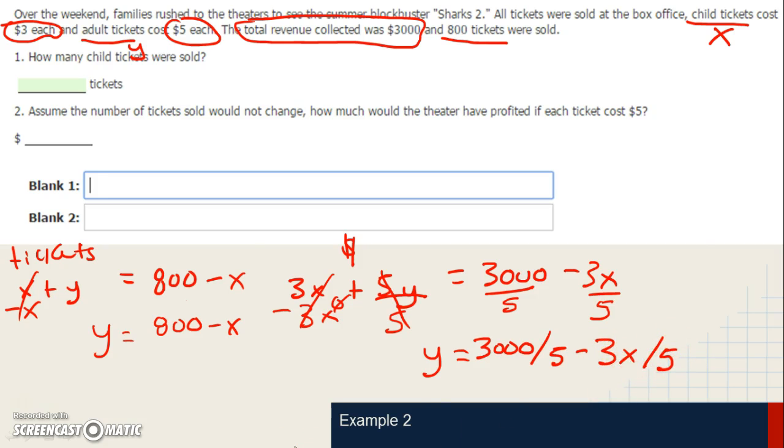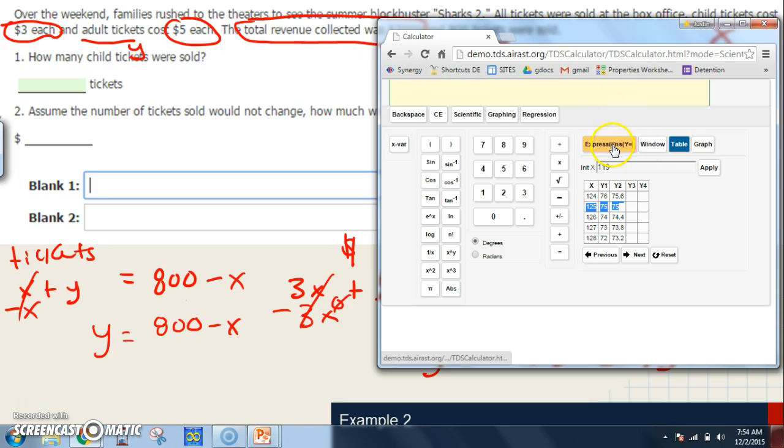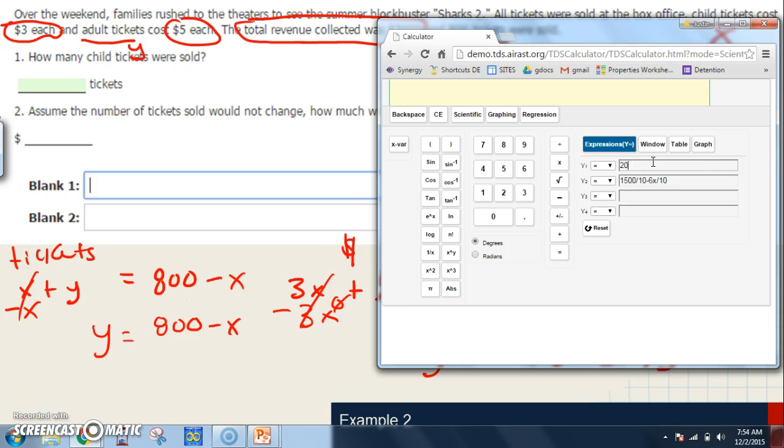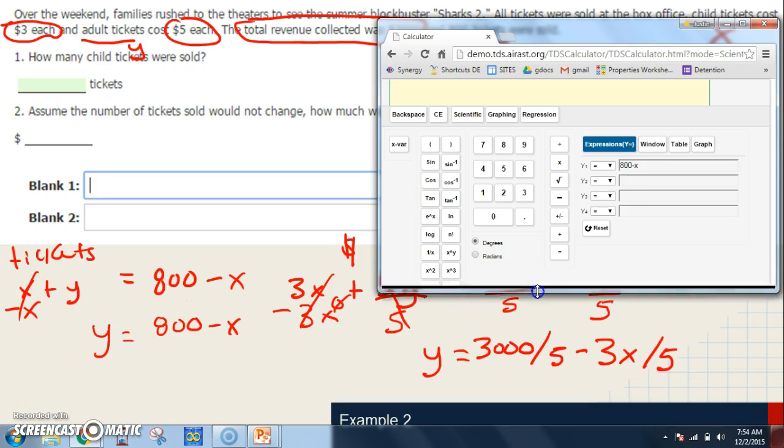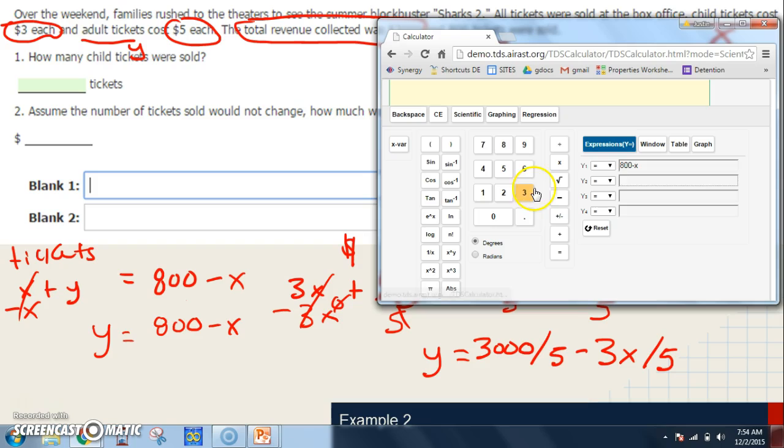We're ready to plug it in. Now, when we go to our expressions here, we have our old expressions. We need to make sure we delete those, or we'll have some confusion in our graphing. So we go ahead and we delete those old expressions, and we type in our new expressions. We now have 800 minus x. And we also have our second equation. I'll just move this up a little bit to see it. 3,000 divided by 5 minus 3x divided by 5.